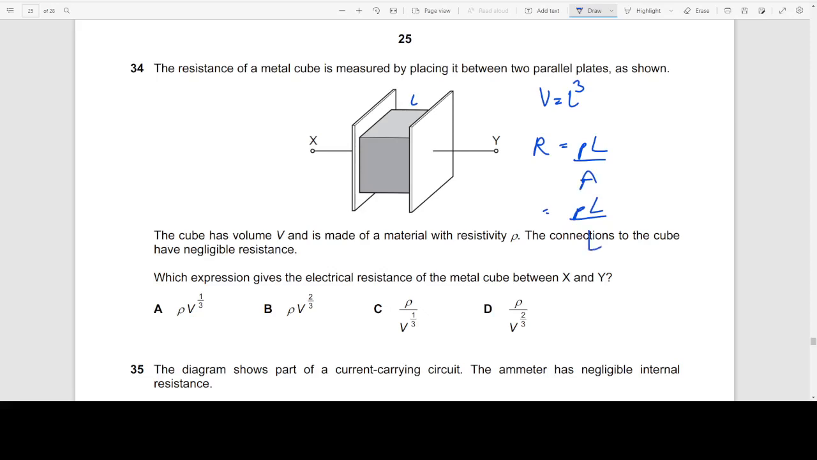So we get rho upon L, which means V raised to the cube root of V, which is V raised to 1 upon 3, is L. So this is V upon V raised to 1 upon 3, which is option C. Again, a simple question.